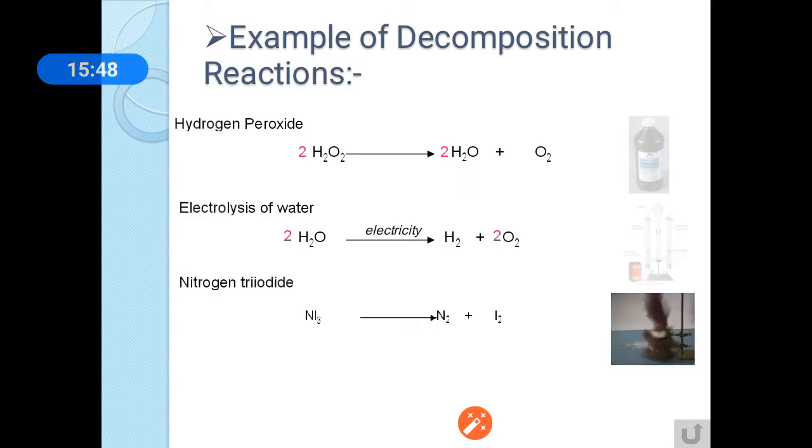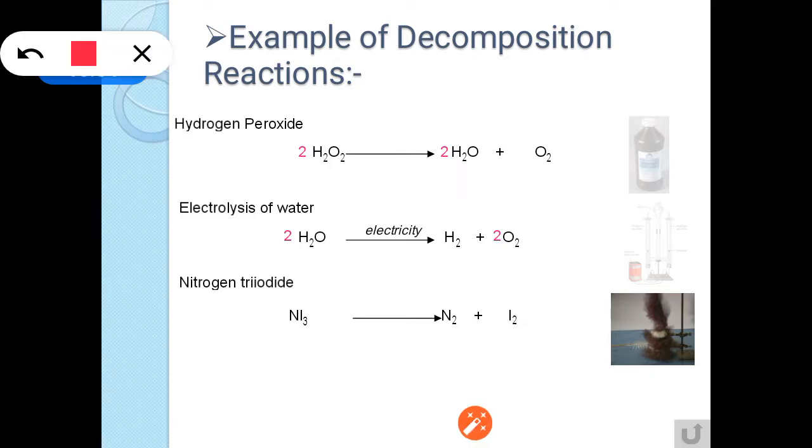Another example, similarly, is the decomposition of nitrogen triiodide. Nitrogen triiodide, NI3, will give nitrogen gas and I2, that is iodine. So this is an example of a decomposition reaction. We balance it: NI3 is multiplied by 2 and iodine is multiplied by 3.